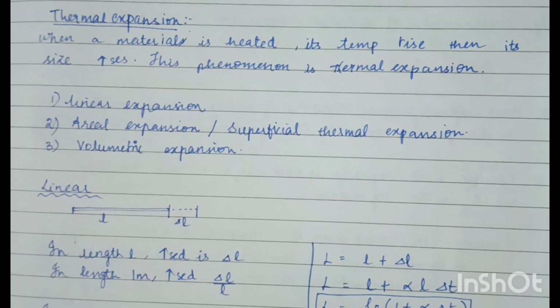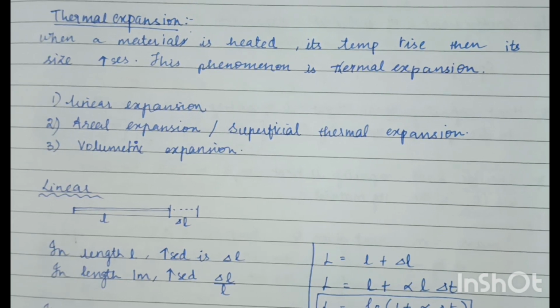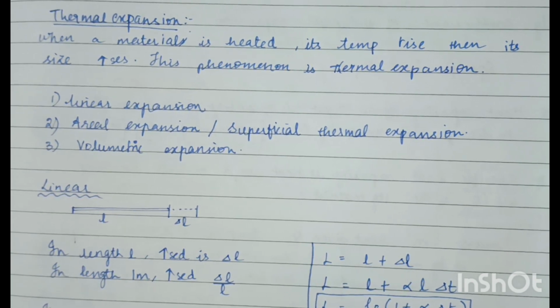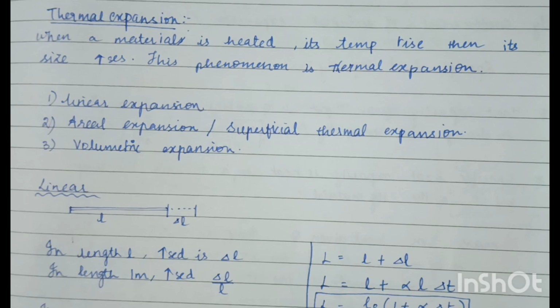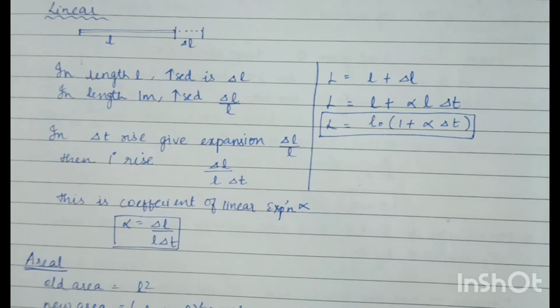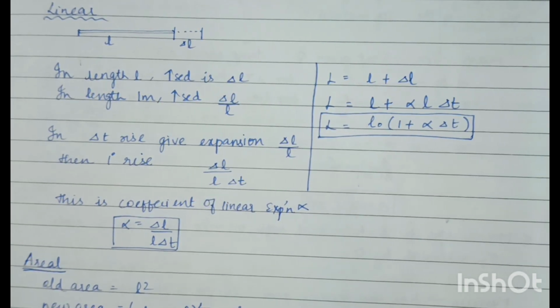So linear expansion is the increase in length. Similarly, areal expansion is the increase in area, and volumetric expansion is the increase in volume. Now let us see the details about them. Here it is shown for linear expansion.